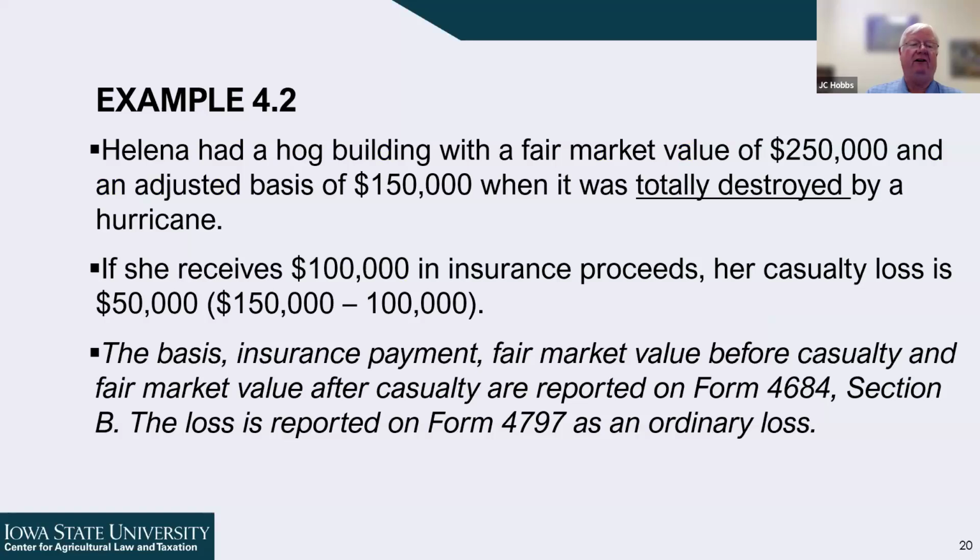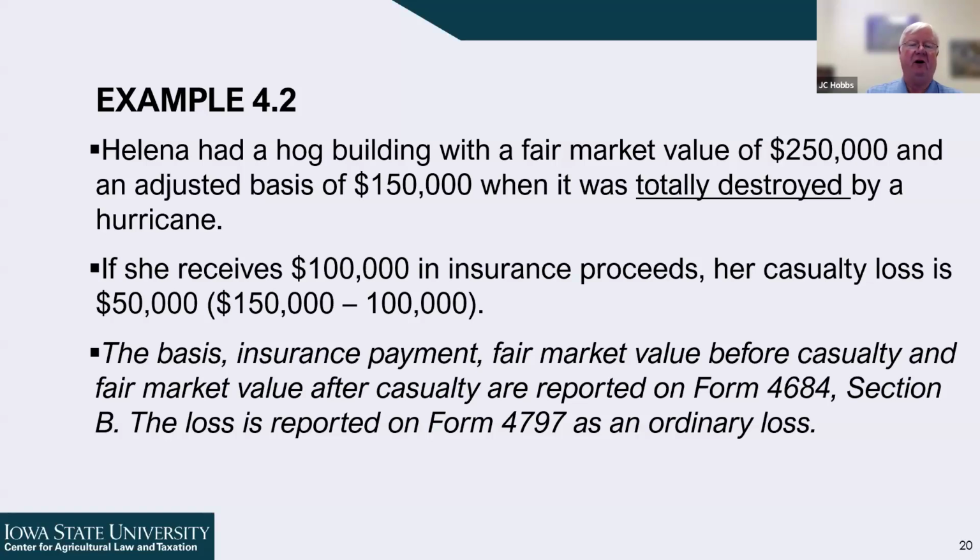So example 4.2 here. This is a second example. Helena had a hog building, fair market value of $250,000. The adjusted basis was $150,000. It was completely destroyed by the hurricane. If she gets $100,000 in insurance proceeds, her casualty loss is $50,000. That's that adjusted basis of 150 less the $100,000 insurance proceeds.